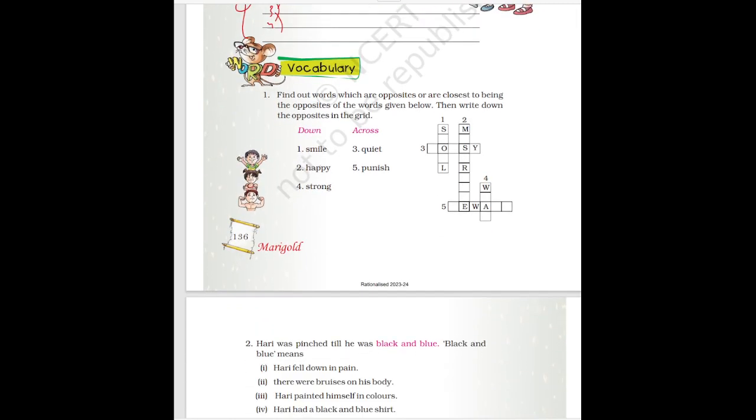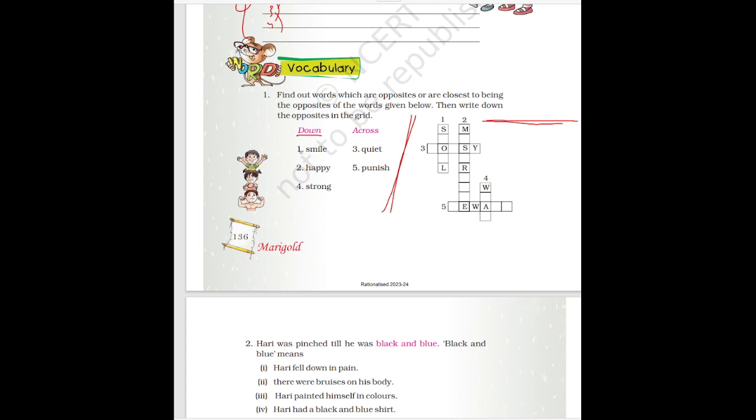Then next is vocabulary. Find out words which are opposites or are closest to being the opposites of the words given below. Here a puzzle type is given. This is down. Down means vertical form, and across means horizontal line. So here down means vertically. We have 1, 2, and 4, this is straight one, and 3 and 5, this is horizontal.